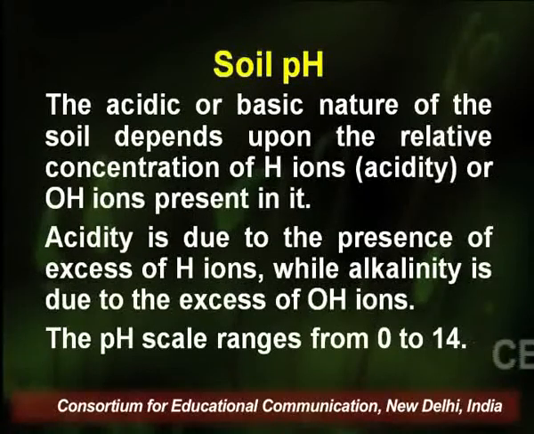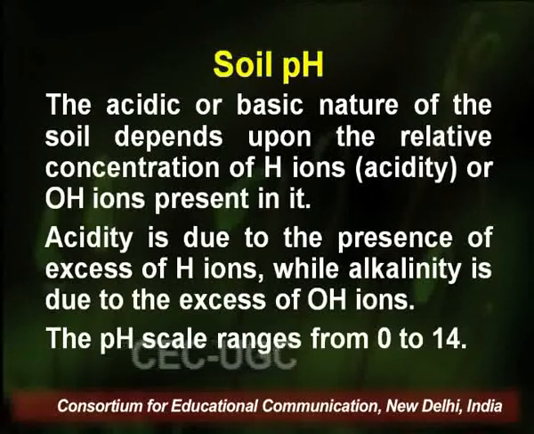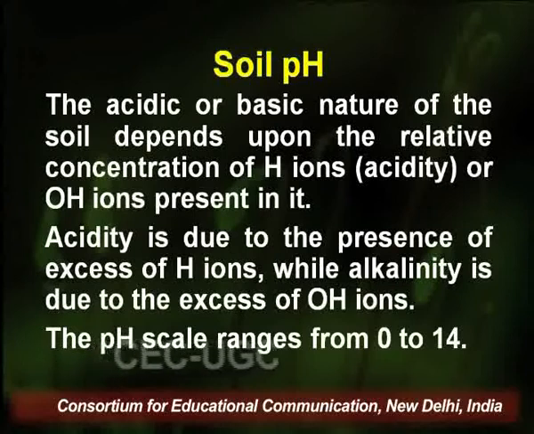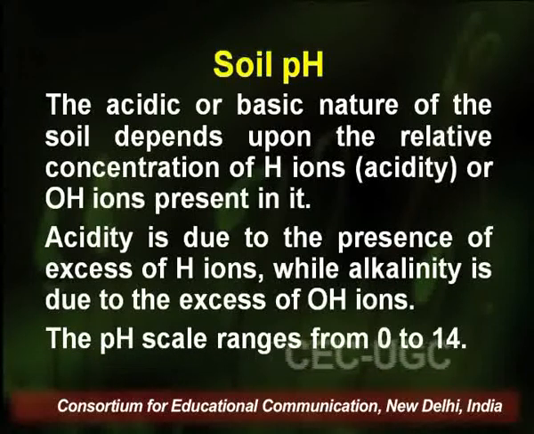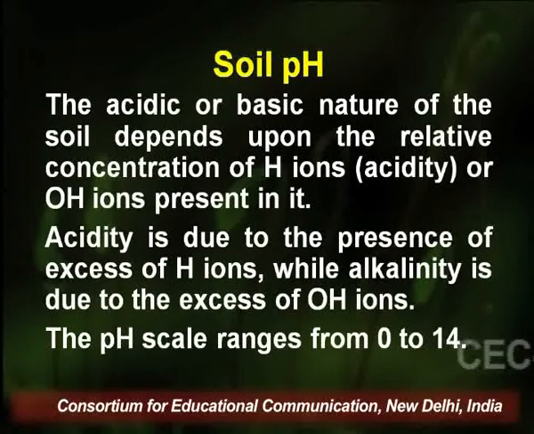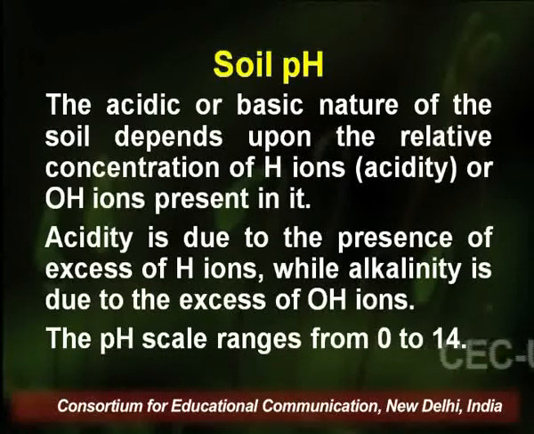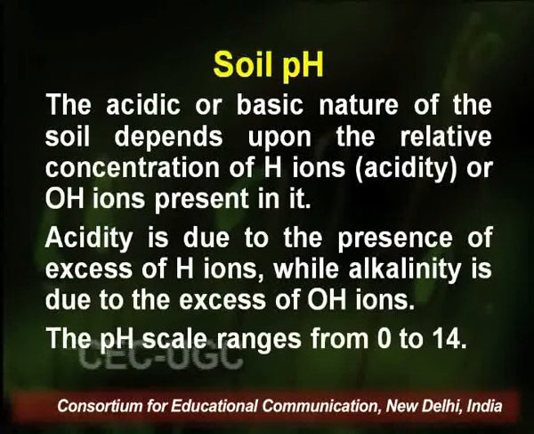Now, moving on to the next ecological factor, the property of soil, which is soil pH. The acidic or basic nature of the soil, we all know, depends upon the relative concentration of hydrogen ions, acidity, or OH ions, the hydroxyl ions, which are present in it. Acidity is due to the presence of excess of hydrogen ions, whereas alkalinity is due to the excess of OH ions. The pH scale ranges from 0 to 14.